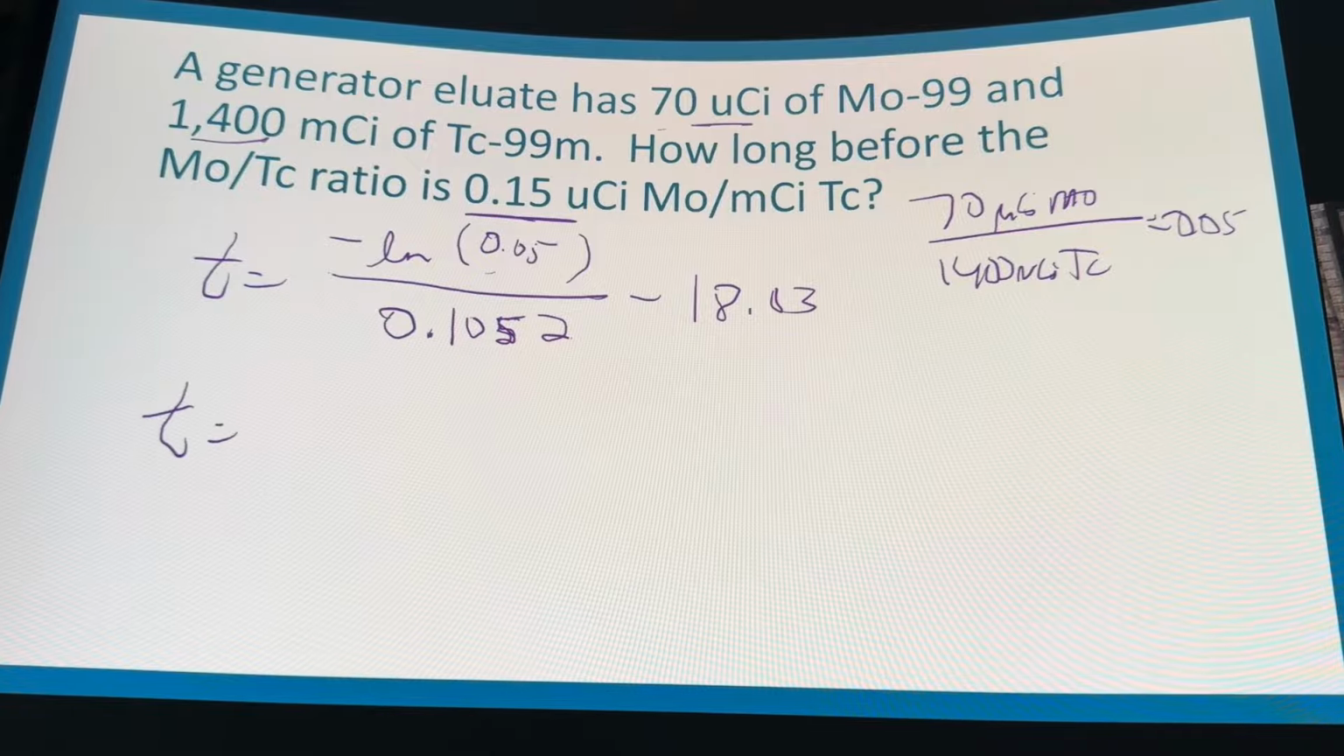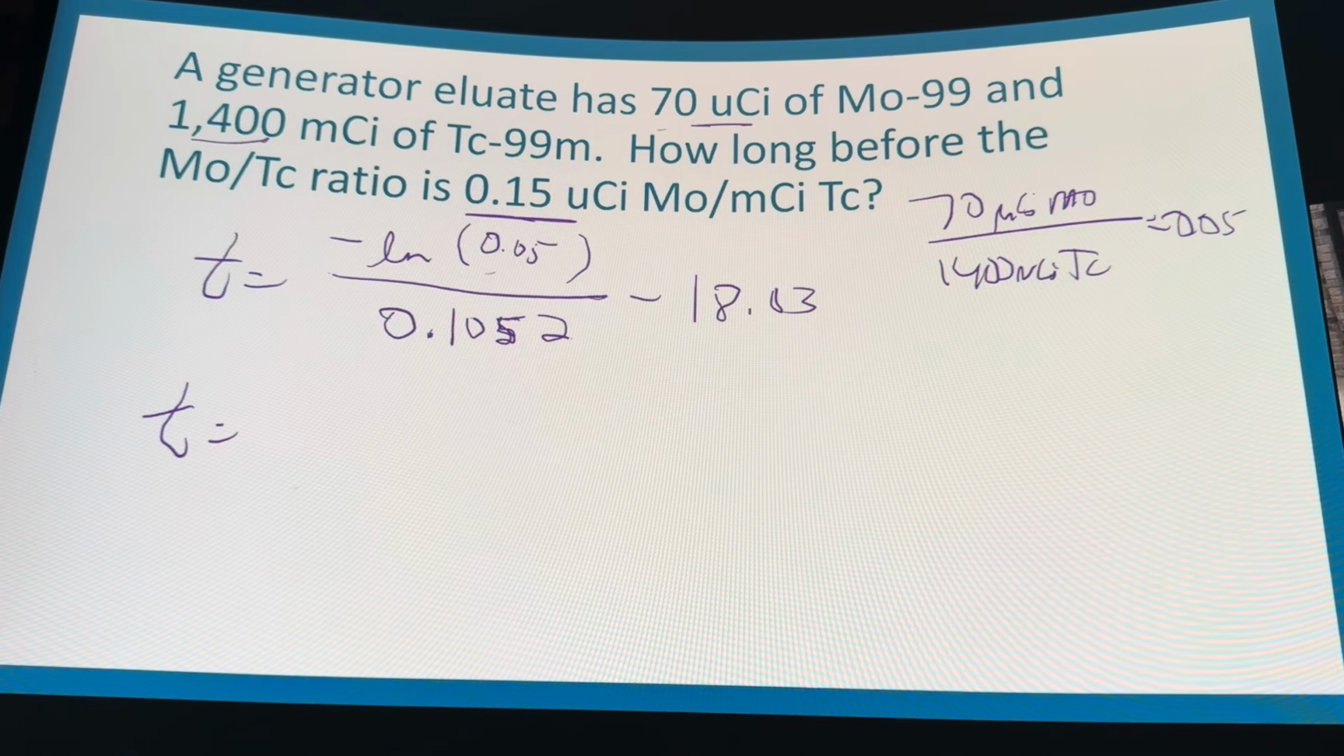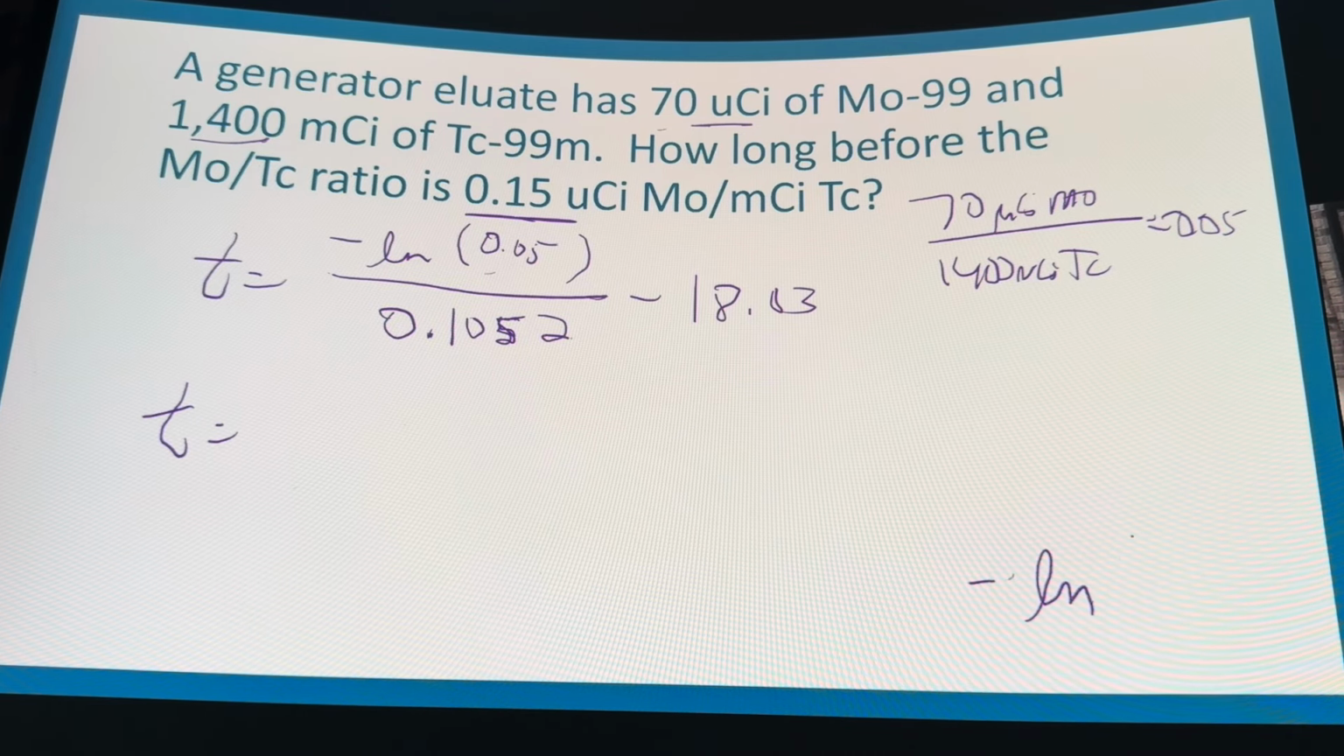Now, we put that in our calculator, hit negative Ln. Do not hit second Ln, just hit negative Ln, and on your screen it should look like negative Ln with an open parentheses, 0.05, close your parentheses, and hit enter.